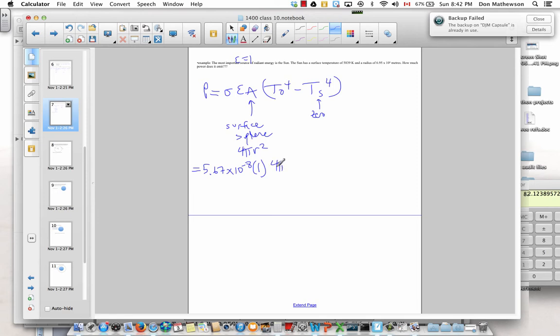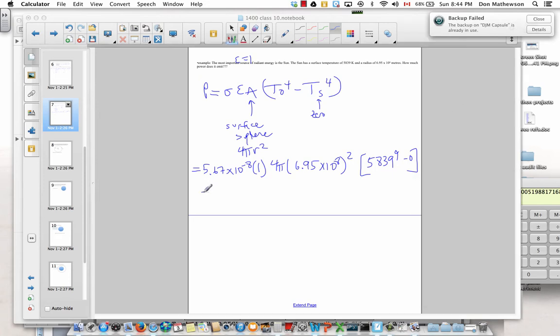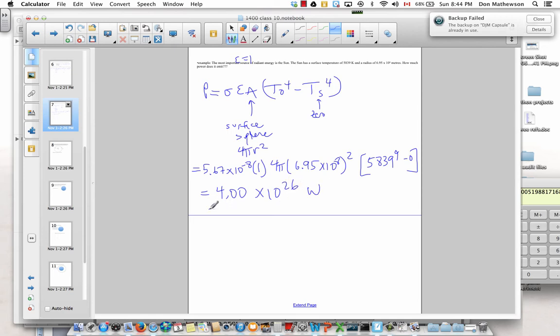So here we've got 4 pi, put in its radius, 6.95 times 10 to the 8 squared. And then this is going to be 5839 to the fourth minus 0. So let's pause and calculate that. Okay, so that gives us 4.00 times 10 to the 26 watts, or that's 400 times 10 to the 24 watts, and believe it or not, 10 to the 24 is a yotta. So it's 400 yottawatts. That's joules every second coming from the sun. That's a significant amount of energy.